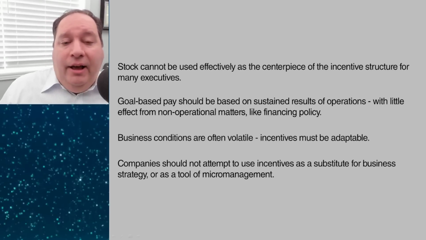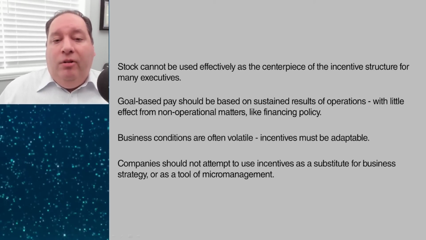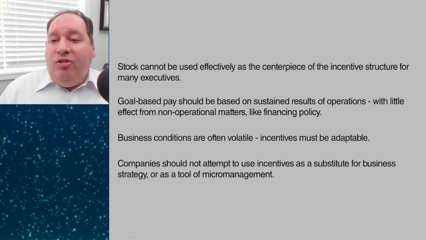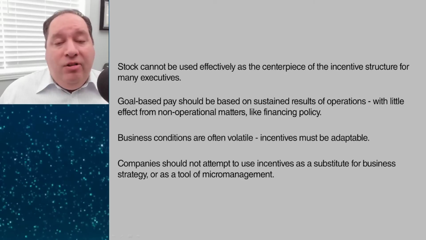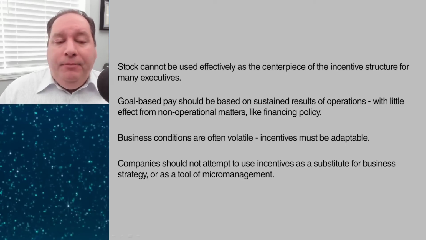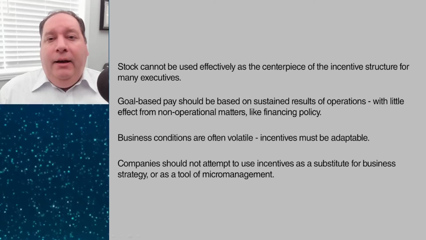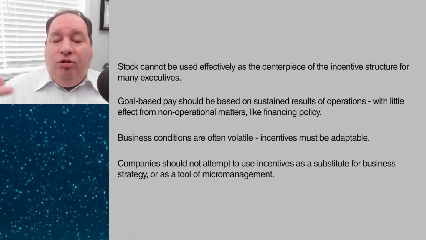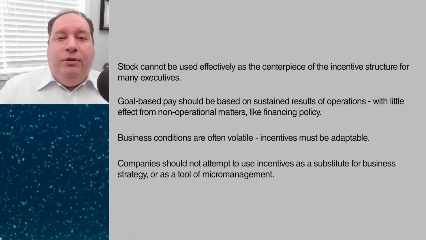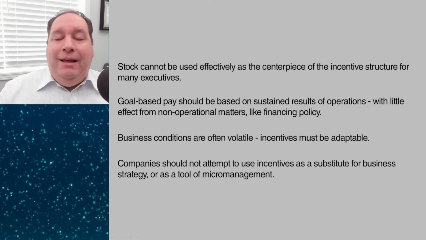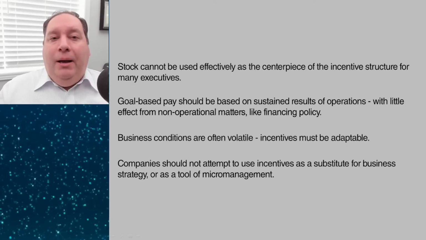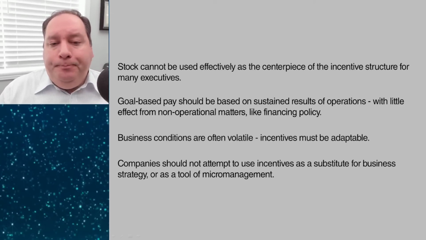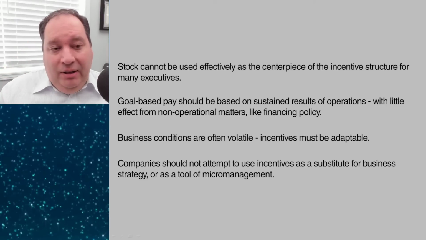Okay, and this is my last slide here. Now, some other points. The stock cannot be used effectively as the centerpiece of the incentive structure for many executives. This is totally against the mold, by the way. A lot of executives have everything locked off their stock, and in some extreme cases of Fortune 500 CEO pay, people only get paid in stock options. They're just concentrating it in that one format. So I say that's not the best way to go.